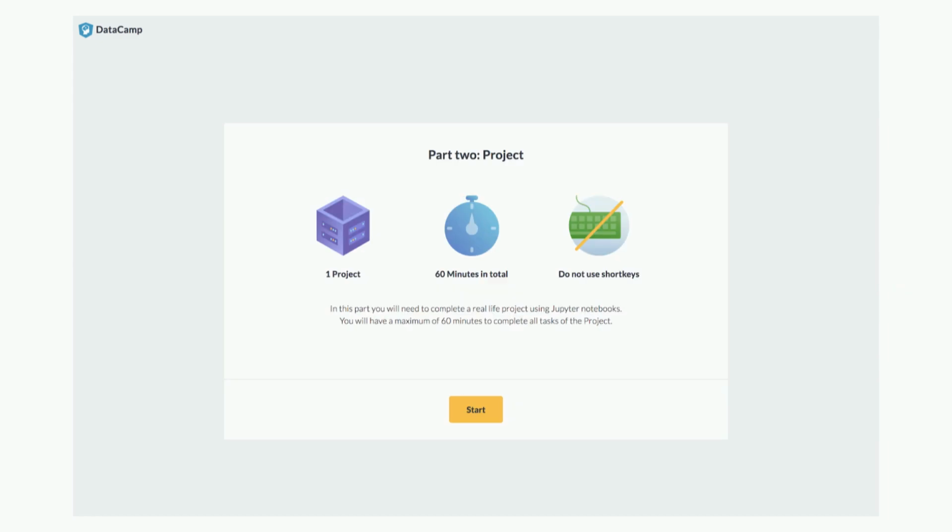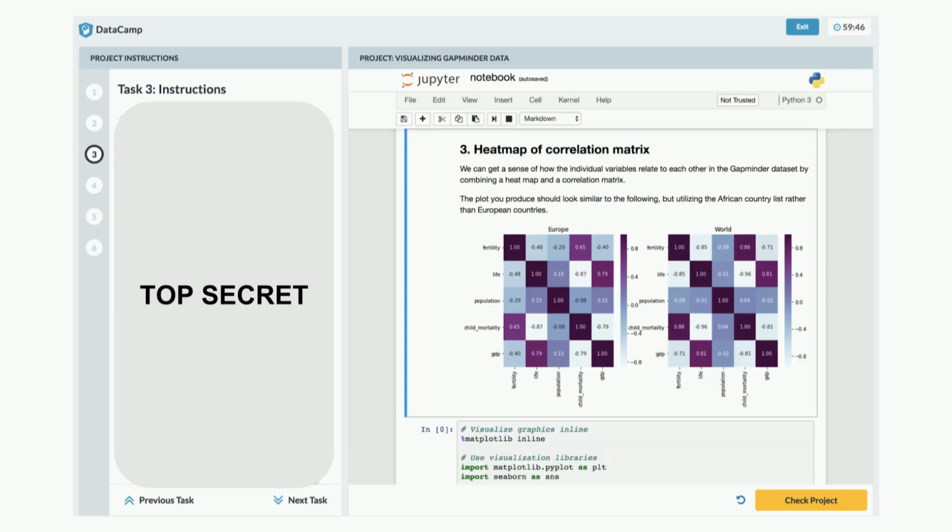Okay, done with part 1, now entering part 2, the project. Again, you've got 60 minutes to complete the project. It's a little bit more open-ended. We use our interface that we've built around the Jupyter Notebook that Jonathan showed you earlier.